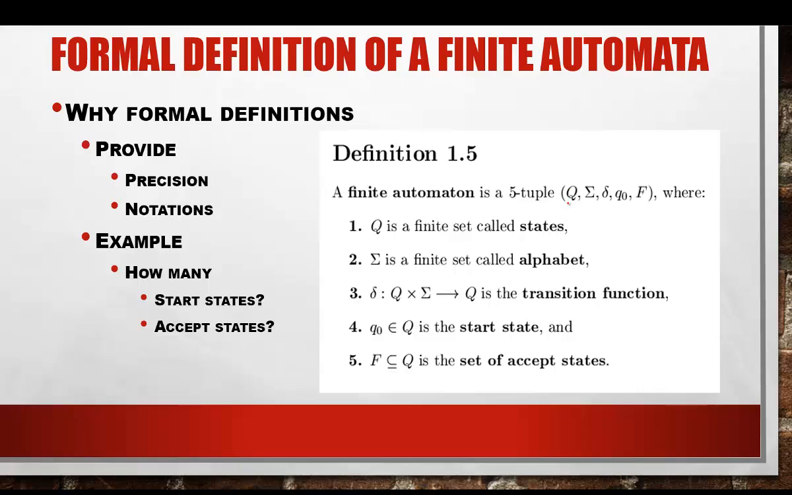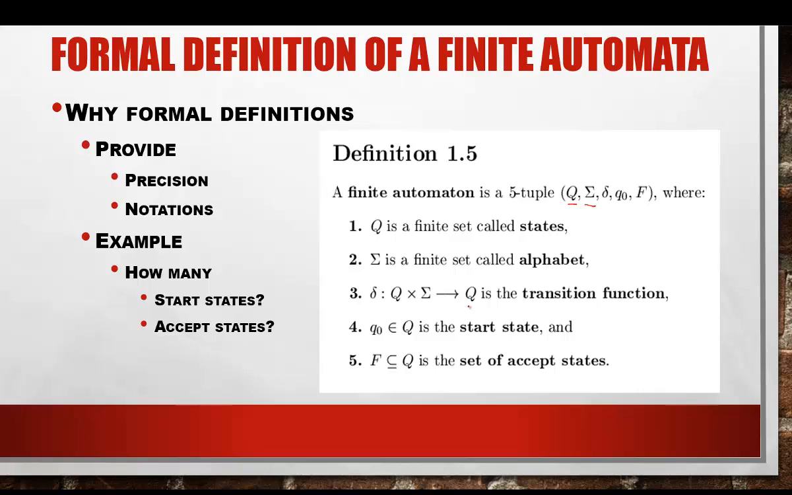So effectively, to define a finite automata, we need to have 5 things. Q, a finite set of states. Sigma, a finite set of symbols; we call it the alphabet. Delta is our transition function. Q sub 0 is the beginning state, or the start state. And F is a set of states as a subset of the Q.